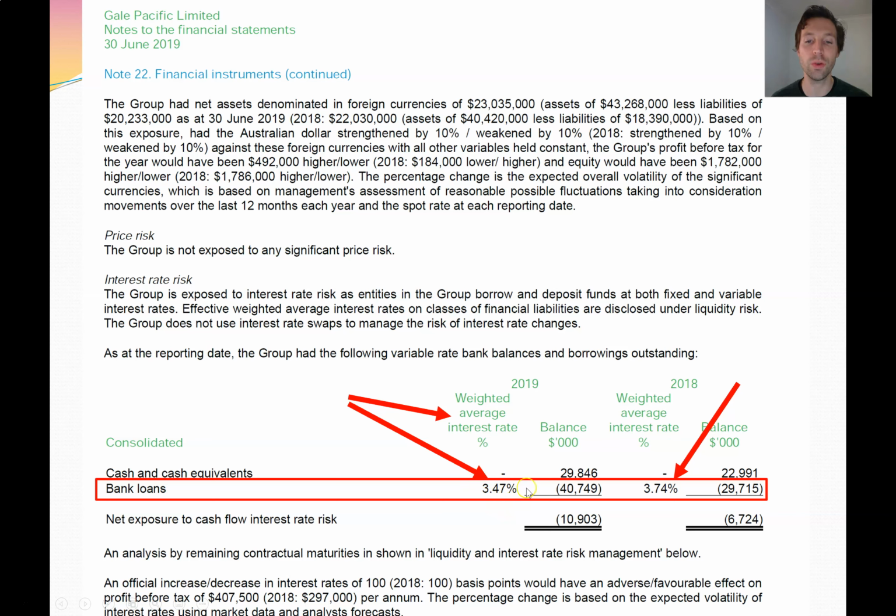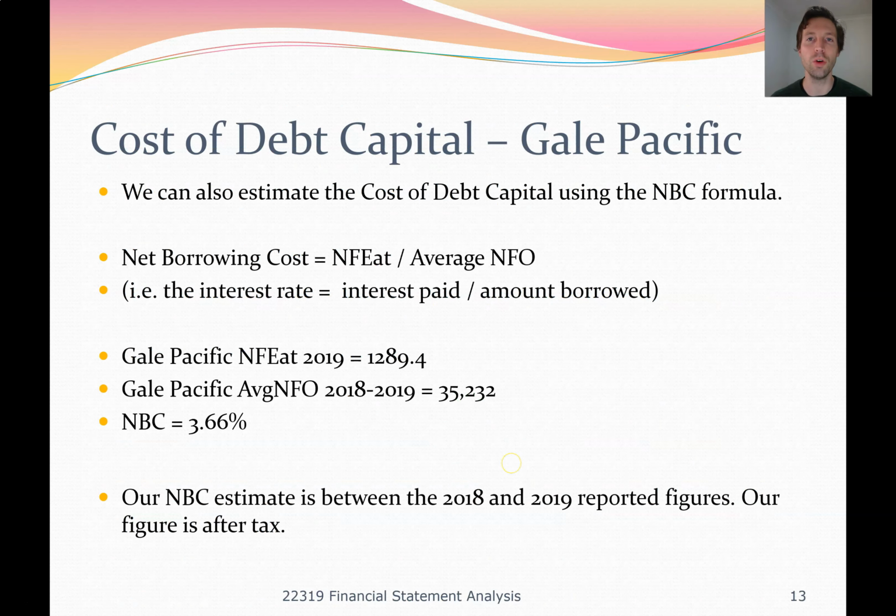So this is going to give us a good idea of what we would expect their cost of debt capital to be, the amount that they're paying on their borrowings to the bank. Furthermore, when we did our ratio analysis, we calculated the NBC, the net borrowing cost. So the net borrowing cost of the firm is essentially the interest rate they're paying on their borrowings. So that's also going to give us a good idea of a firm's cost of debt capital.